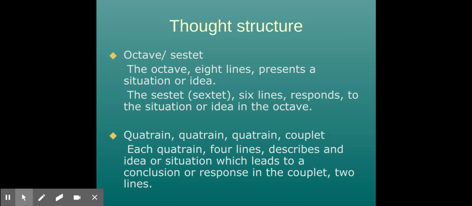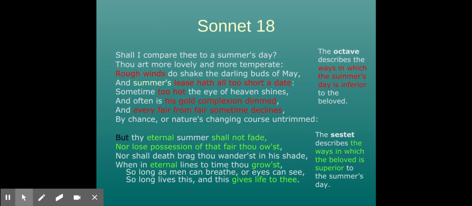So the point between the 8 lines and the 6 lines, we call that the turn. It's where things slightly change in the poem, and the bottom lines start responding to the top. So you want to look for that turn in a sonnet. So let's go back over Sonnet 18.